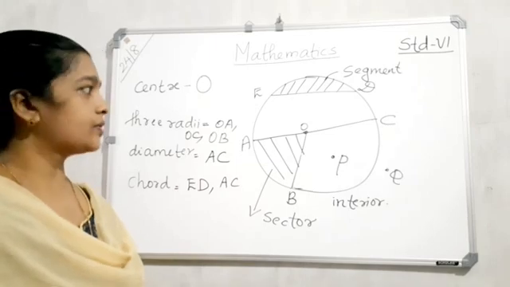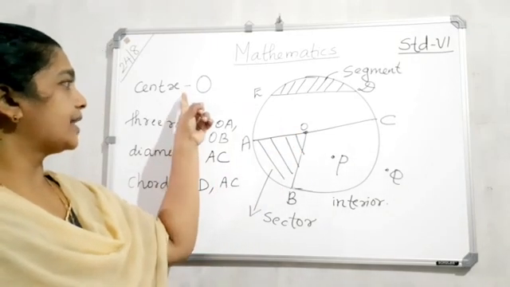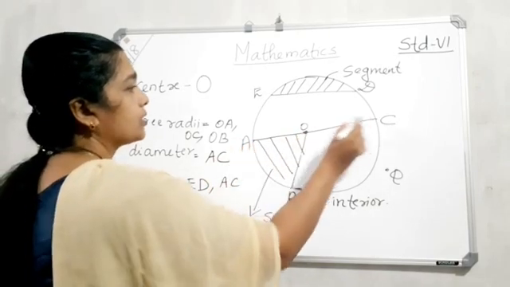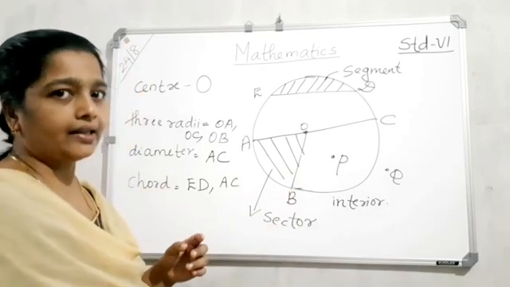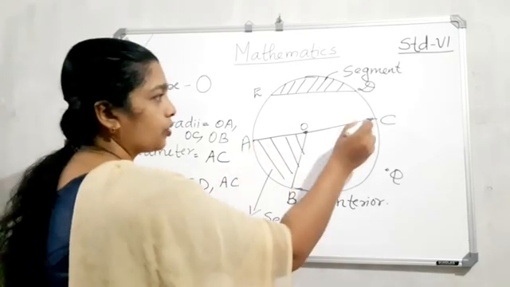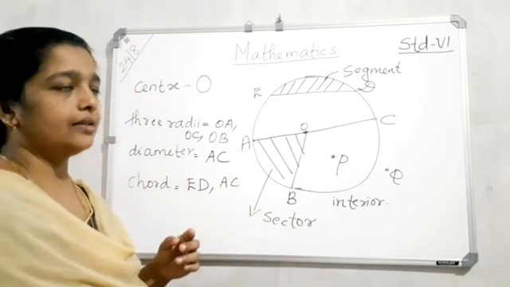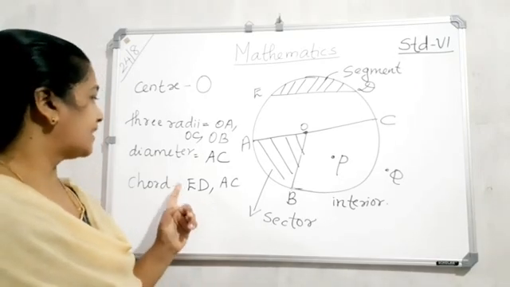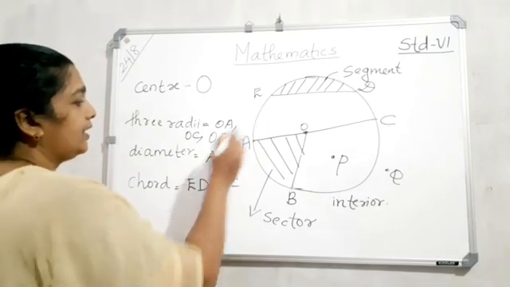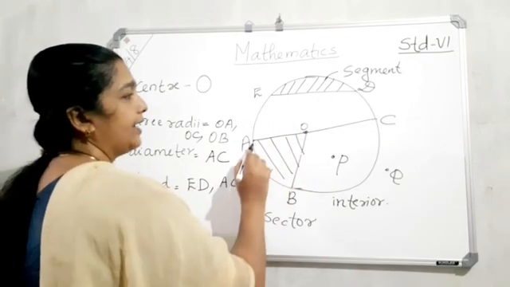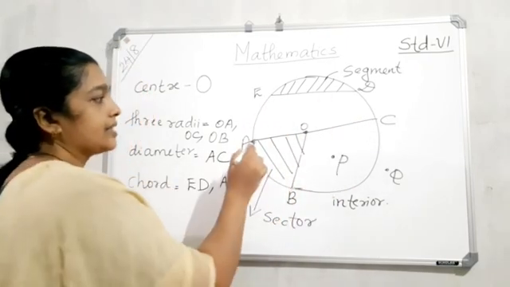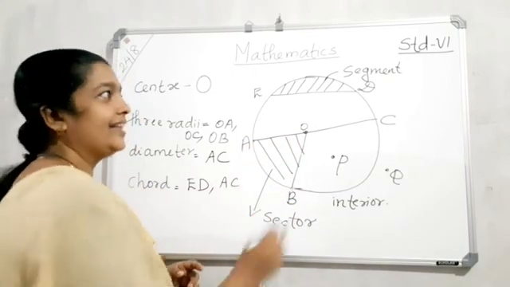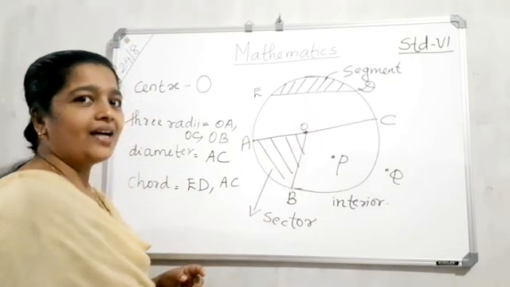Understand? Once more I will explain. O is the center of the circle. Next, 3 radii: OA, OC and OB are the 3 radii. Diameter is the longest chord passing through the center of the circle. That is AOC or AC. Understand? Next, chord. 2 chords are here, that is ED and AC. Next, this AOB or BAO, this portion is known as the sector. And this one, ED, is known as the segment.